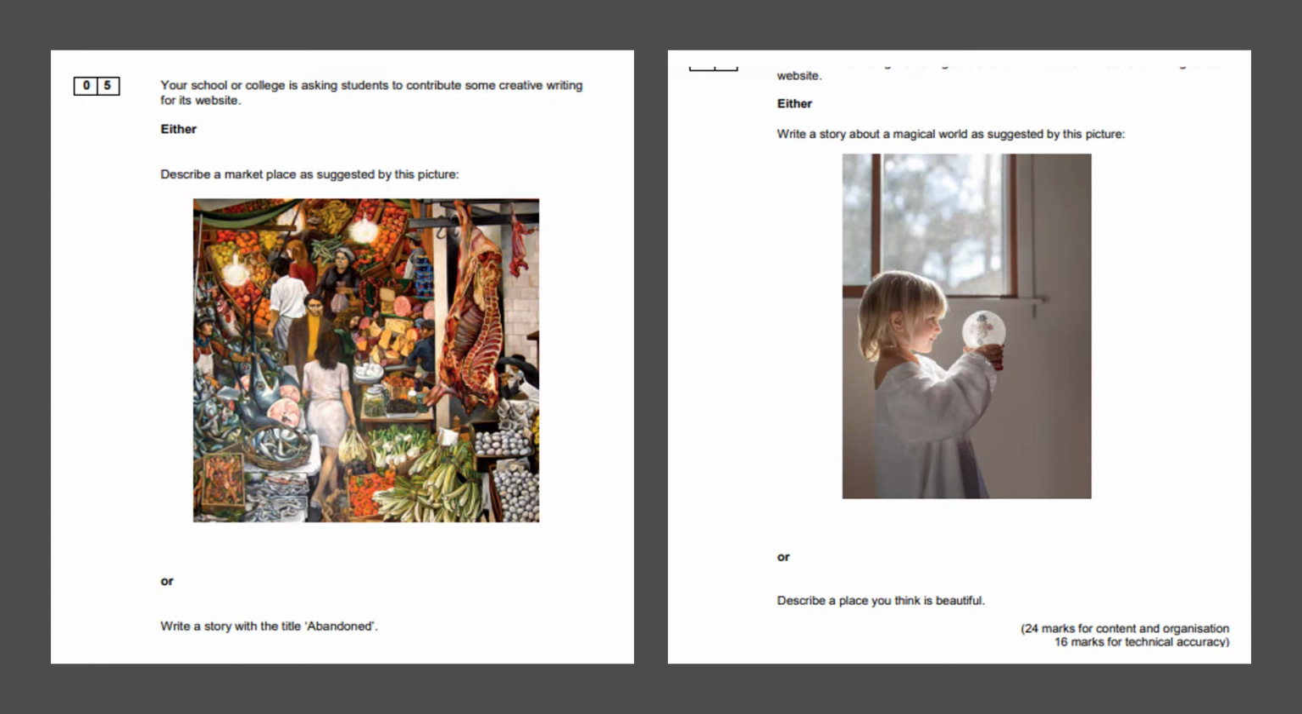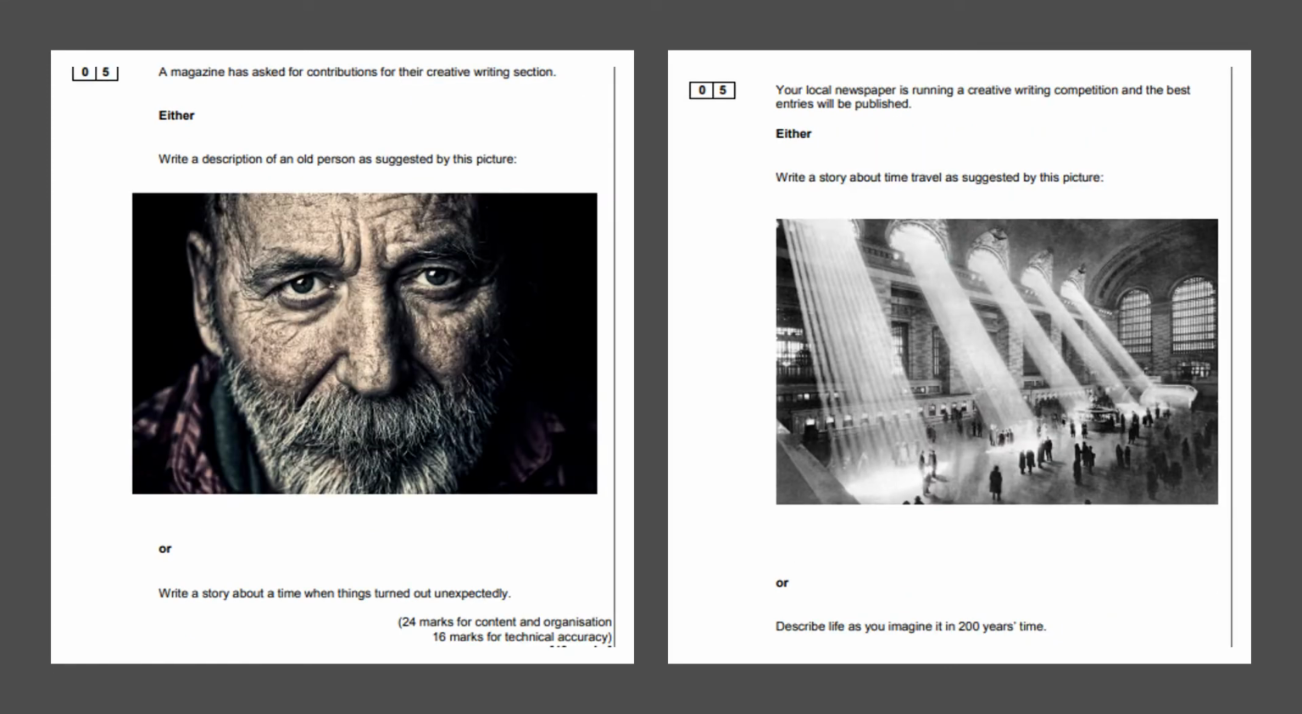So here we've had a marketplace, we've had a young girl looking at a snow globe in her bedroom, we've had just an old man's face, we've had a picture of Grand Central Station in New York. It really can be anything. We've had a woman sat on a bus. It can be anything at all. The point is not to let the image restrict you.